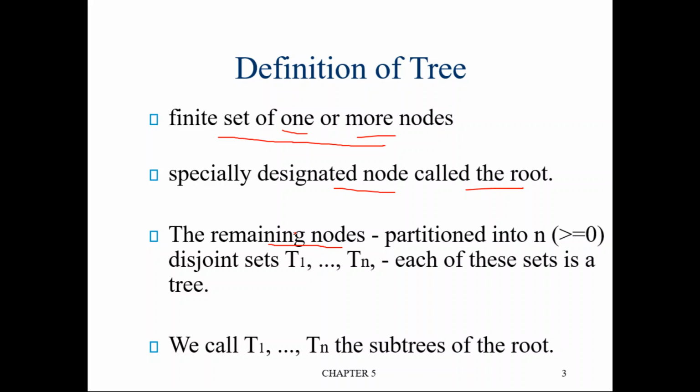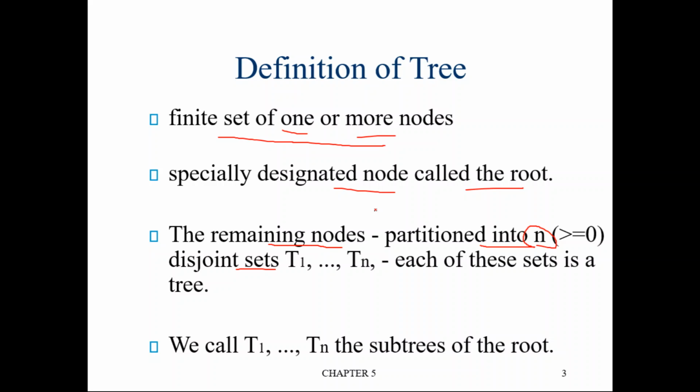can be partitioned into n disjoint subsets, such that n is greater than or equal to 0. That is, other than the root node, all the remaining nodes we form into some disjoint sets. If n is equal to 0, then the tree has only one node. If n is greater than 0, then the tree has more than one node.